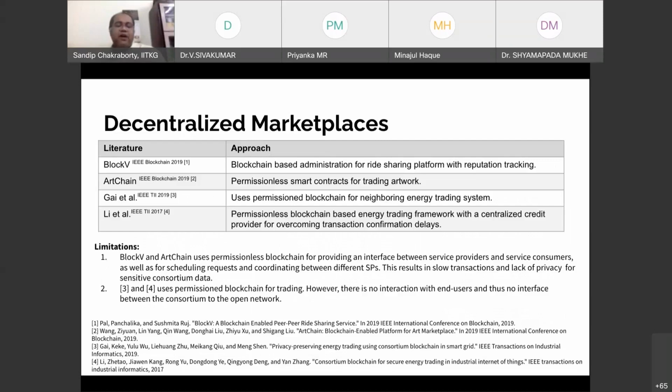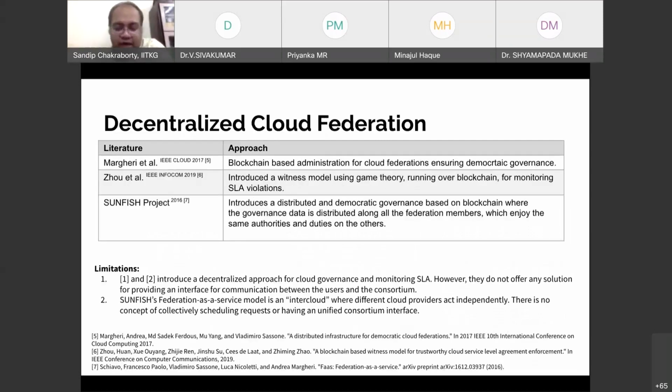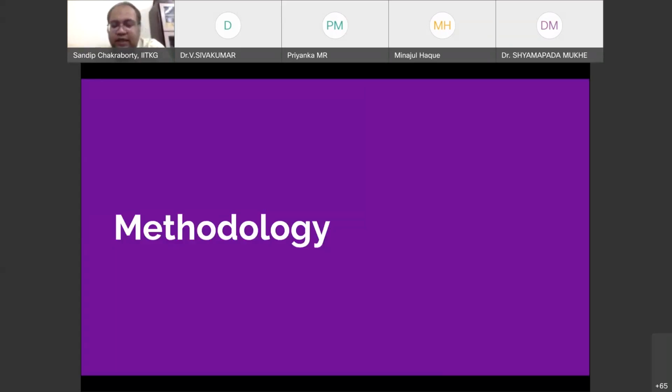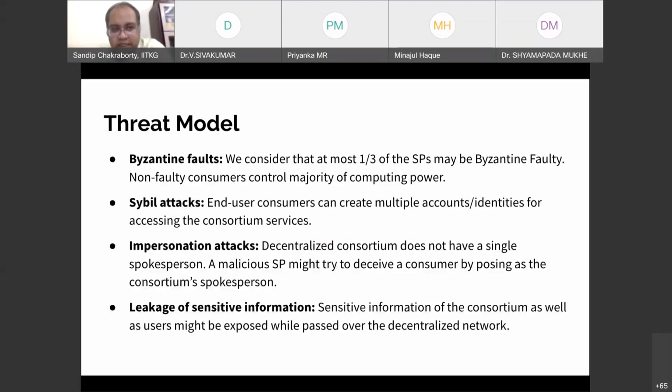In the interest of time, I'm skipping the related work and going directly to the architecture that we had thought of. Our architecture considered four different kinds of attacks on the system. The first one is Byzantine faults. We considered that the service providers as well as the consumers can be Byzantine faulty. That means they can show malicious behavior.